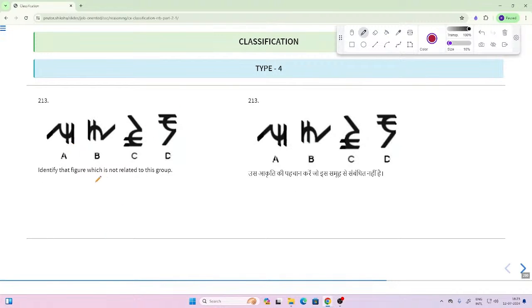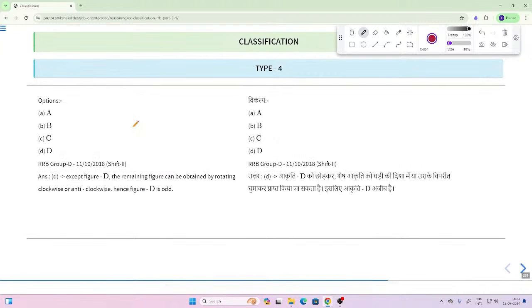Okay. So this is the rupee sign being turned in A, B, and C. It's all been turned. The same figure has been turned clockwise. In D, the figure is actually anti-clockwise. So this same figure has been rotated to form A, B, and C, but it can never form D. Hence, D is the odd one out. Except figure D, the remaining figures can be formed by rotating clockwise or anti-clockwise.